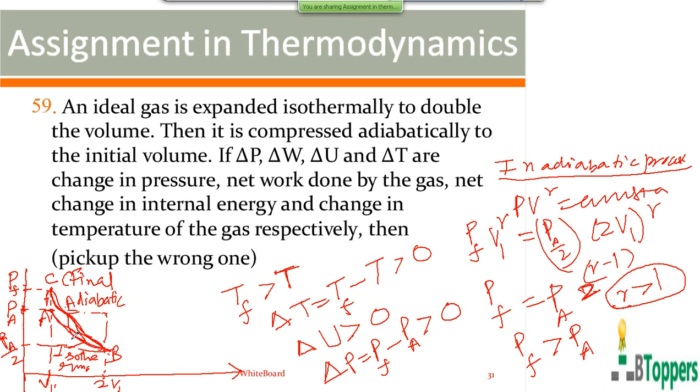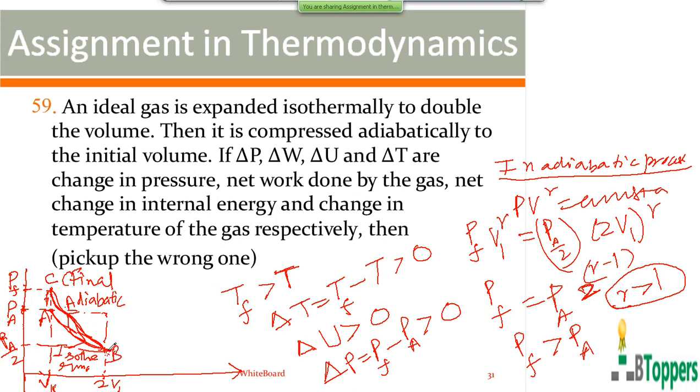So now, during the isothermal expansion from A to B, work is done by the gas as volume increases from V1 to 2V1. So the area below this isothermal PV curve from A to B and the volume axis gives the work done by the gas during the isothermal expansion from A to B. Now the area below the adiabatic curve from B to C. From B to C, volume decreases from 2V1 to V1. So in the adiabatic compression from B to C, work is done on the gas.